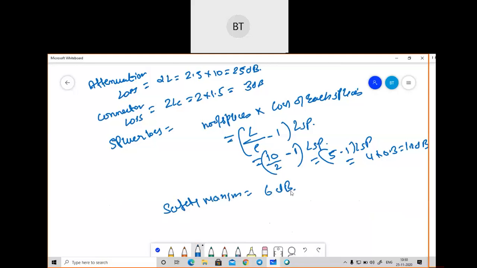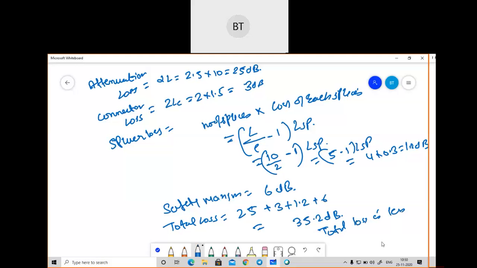So how to calculate the total loss? Total loss will be equal to addition of all those losses which we are experiencing. So that is 25 plus 3 plus 1.2 plus 6. So what we are getting here, 35.2 dB. So here we can say total loss is less than the allowed loss. So I have told you, total loss is less than the allowed loss.